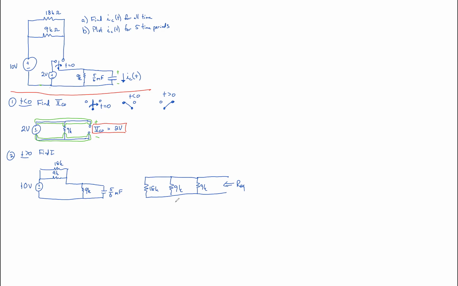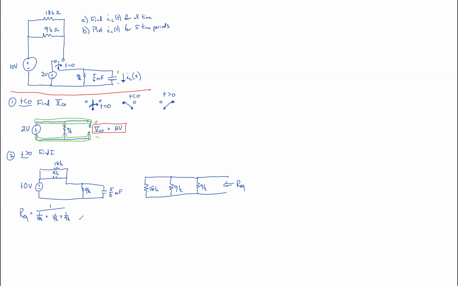So there's several ways to do this. The not very smart way to do this is to say REQ is equal to 1 over 18K plus 1 over 9K plus 1 over 9K. Grab the calculator and hope you don't make a mistake. There's nothing mathematically wrong with that, but it's not the fastest.